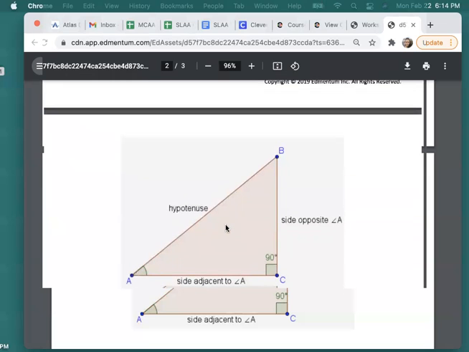Here we have a picture of a triangle, and it's a right triangle. We know it's a right triangle because there is a 90-degree angle at angle C. Across from that is the hypotenuse, which is the longest side of the triangle. And then there are two legs, AC, which is adjacent to angle A, and BC, which is opposite of A. So one of them is adjacent, which means touching, and one of them is opposite. Those are some key things to know about the triangle.